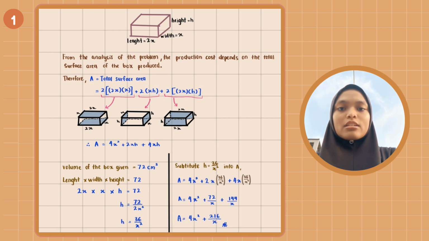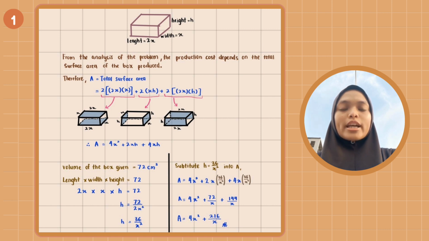So, the first area for the two first surfaces is 2x times x multiplied by 2. The second one is xh times 2. And the third one is 2x times h multiplied by 2. Then, we total up all of these three areas and we get A equal to 4x² + 2xh + 4xh. After that, we need to find the value of height with the volume of the box given, which is 72.